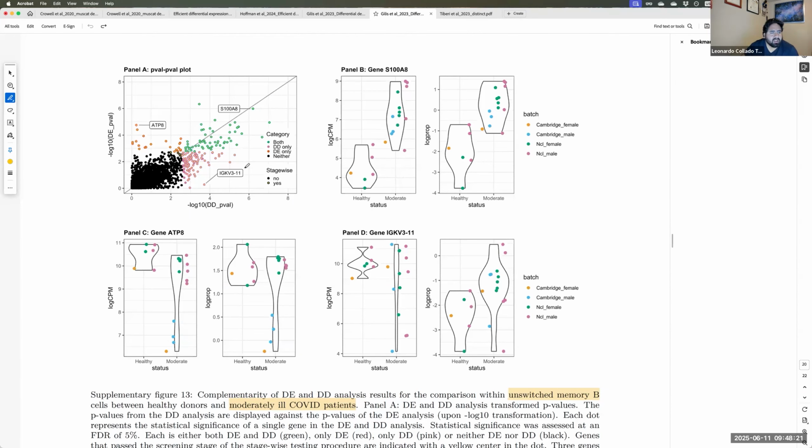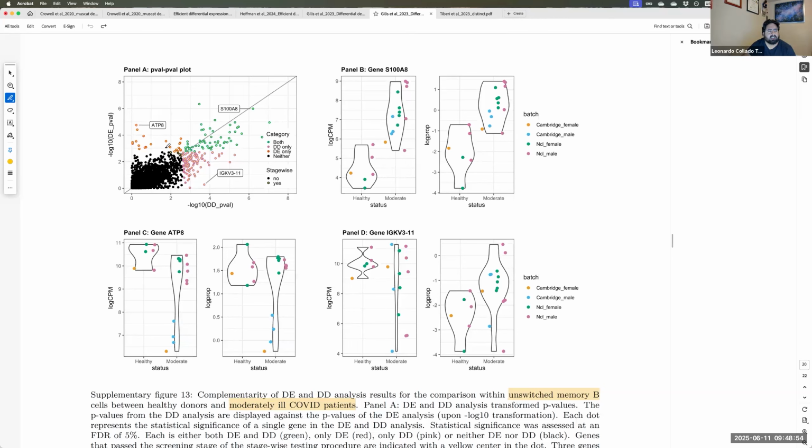Now you'll notice that there are points that have yellow centers, whereas other points have black. And that has to do with this stageR approach. stageR is a paper from 2017 where the idea is if you are doing analysis, let's say at the gene level and also the transcript level, and then want to adjust your false discovery rate across both analyses, then you have to use a stage-wise approach.